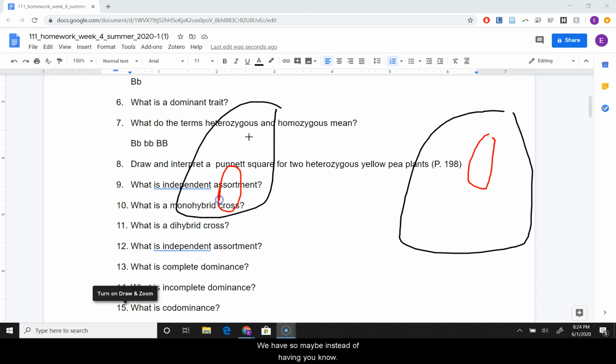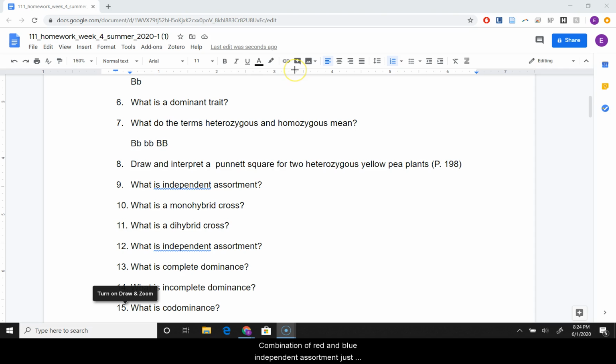So maybe instead of that combination of red and blue, you have some other combination of red and blue. Independent assortment just states that it doesn't matter how your homologous chromosomes line up. That is independent assortment. It's one of the laws of genetics, and one of the reasons why there's so much diversity amongst people. Please check out the lecture for more information.